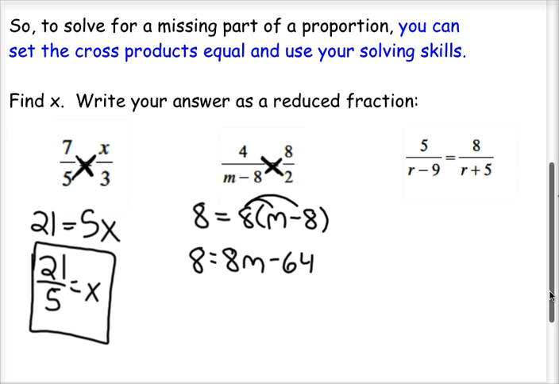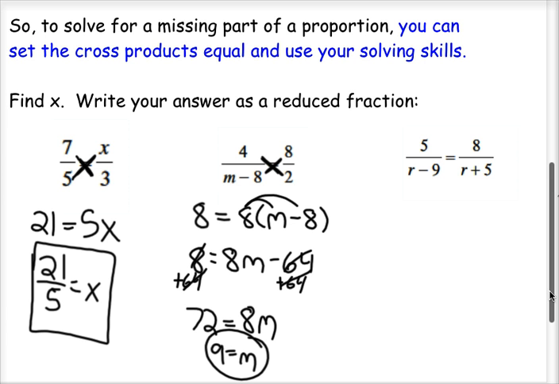And now what do we do? Well, to solve this one, now we have to add the 64 to both sides. Oh, that doesn't slash out, sorry. That becomes 72 equals 8m. Divide both sides by 8, you get m is 9.